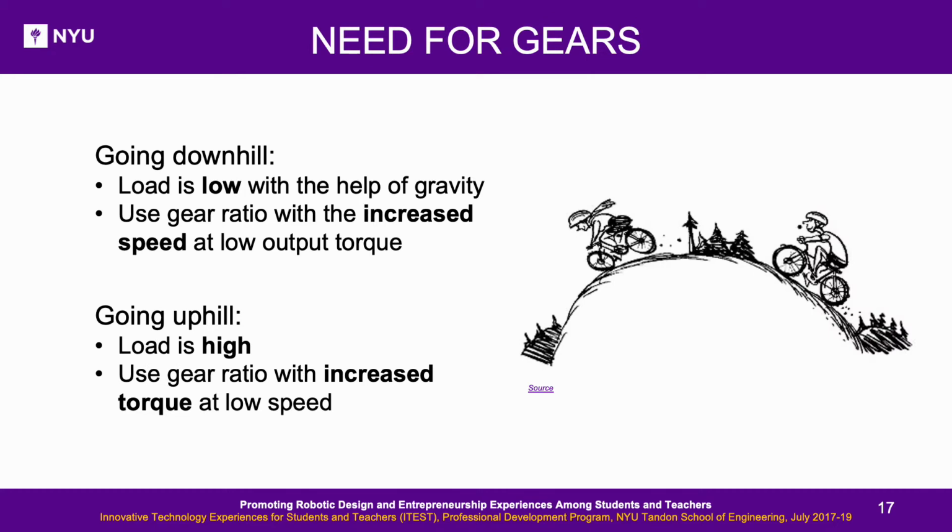Need for gears. The use of gear settings depends on the application scenarios. In this picture, while the cyclist goes downhill, with the help of gravity, the load on the cyclist is low. As a result, we can use gear settings with low torque requirements. It's vice versa in the case of uphill.